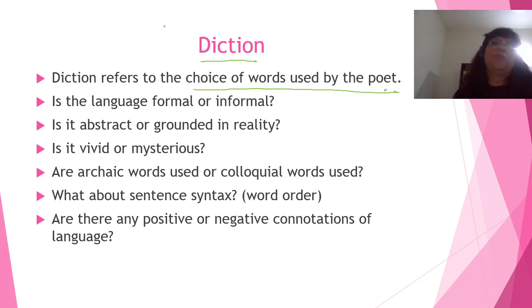Alright? So let's see. Diction refers to the choice of words used by the poet. What do you mean by choice of words? Is the language formal? So we will have to see whether the language is formal or whether the language is informal. You really have to look at that. If the language is formal, then you would have to mention that in your analysis. And if it's like a very conversational, very chatty way of speaking, you need to say that the diction used by the poet is informal.